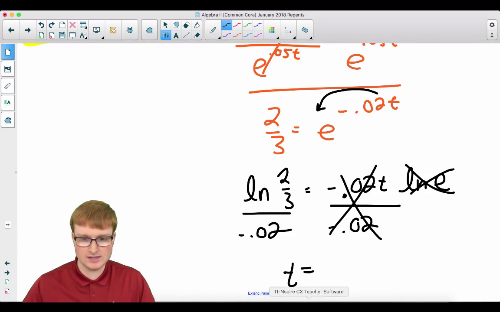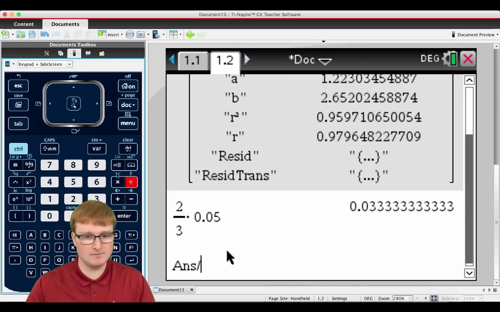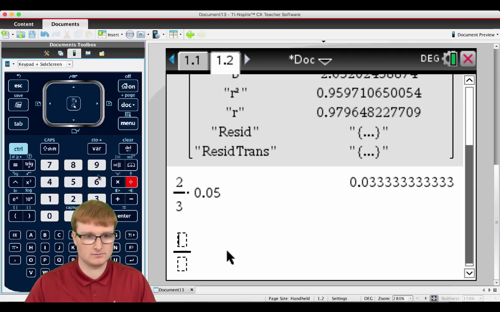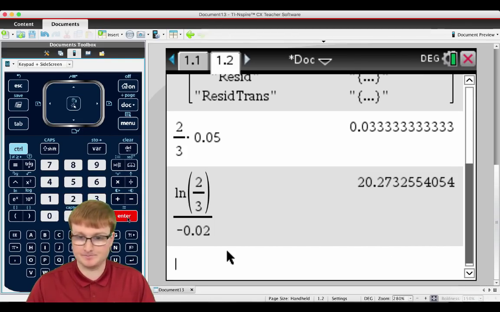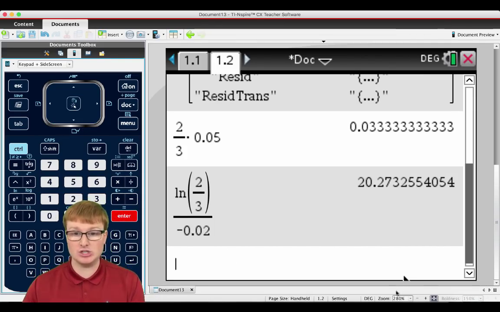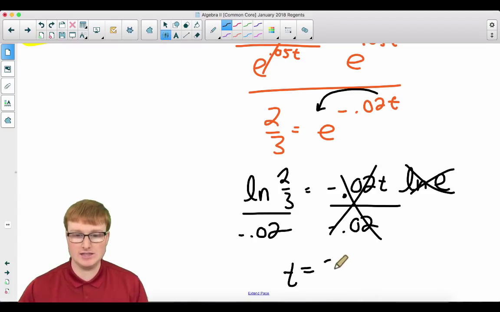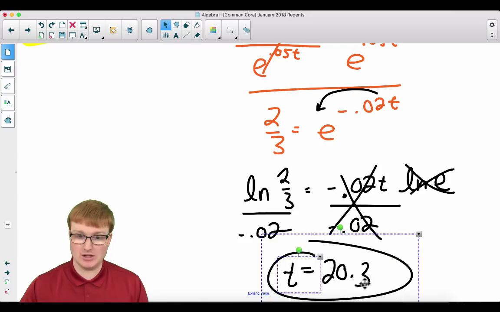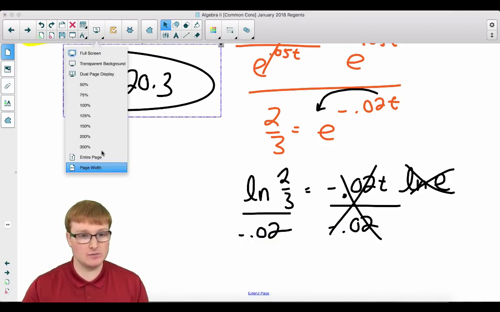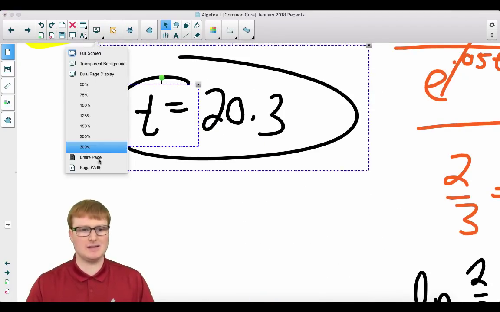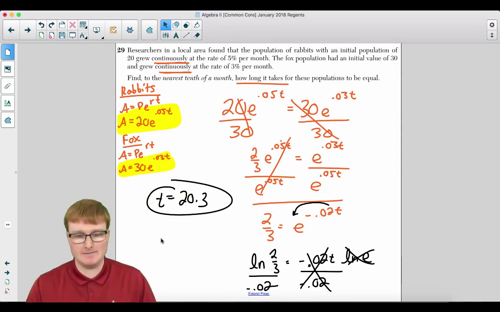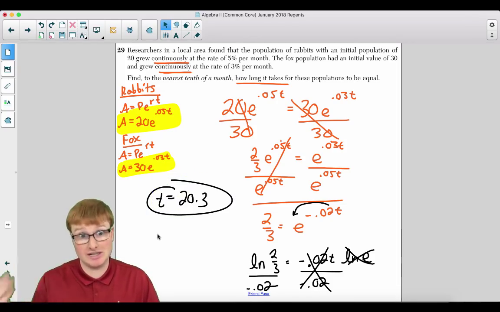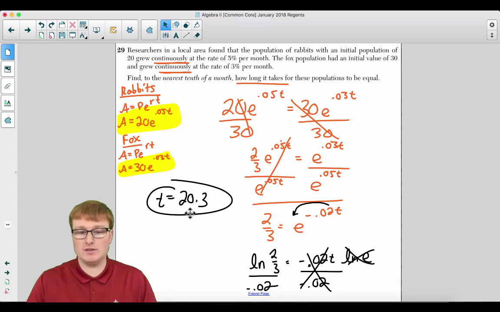Let's try that. t is equal to, let's go ahead and type that into our calculator, the natural logarithm of 2/3 divided by negative 0.02. 20.27, which is 20.3 months. So t is equal to 20.3. That was a nasty question, I'm not going to lie. Sorry for the confusion before, but I was going through it and I'm like, that doesn't look right. Well, it didn't because I was going to get 0 as an answer. But your answer is 20.3.